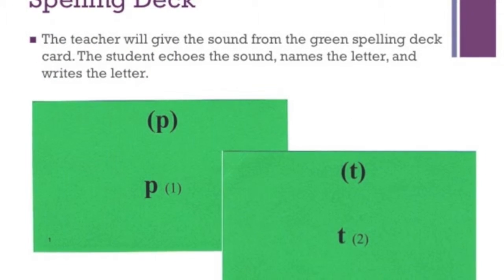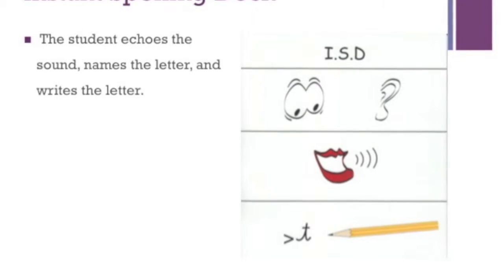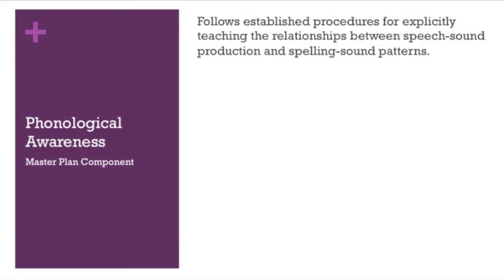The next component of the lesson is the instant spelling deck. The teacher gives the sound of the letter, the student echoes, names and writes. Phonological awareness is done daily. We have Phonological Awareness Part 1 and Phonological Awareness Part 2, where we work on the speech sounds of each new grapheme.